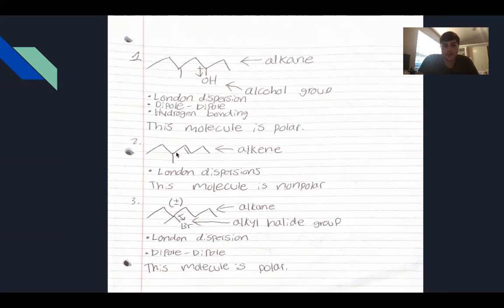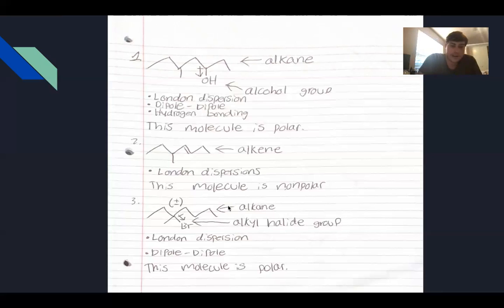So next we have our alkene. An alkene just needs one carbon-carbon double bond to be considered an alkene. So that's what this one is. And this is just London dispersion forces because it is just carbons and hydrogens in here. And because it's London dispersion, there are no net dipoles, so this molecule is going to be nonpolar.